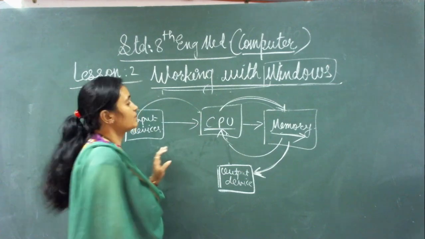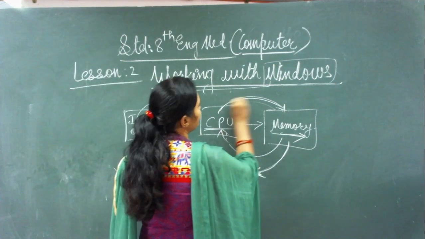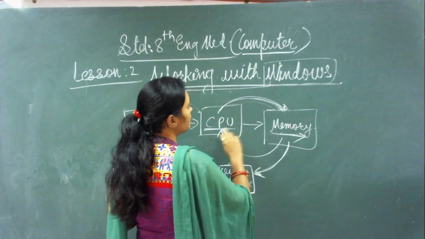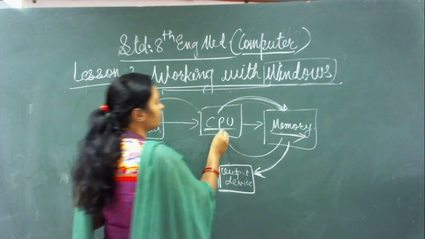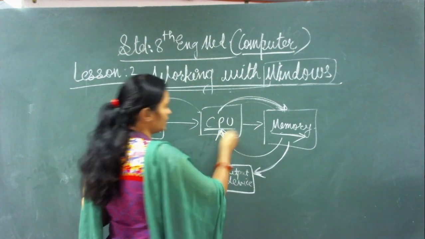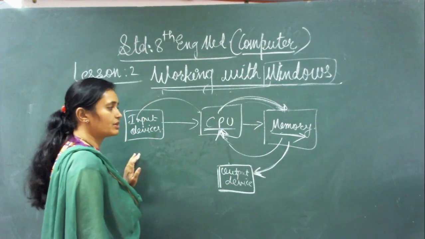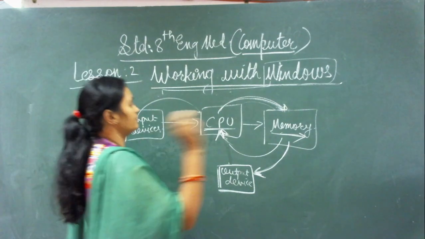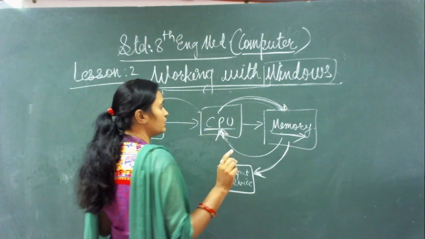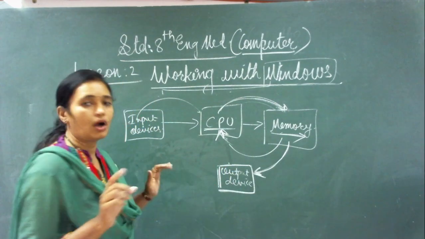Sorry children, now again the CPU obtains data from memory, right, and then it will process those data according to the instructions given by the user. Okay, and then the CPU will produce the output, right?